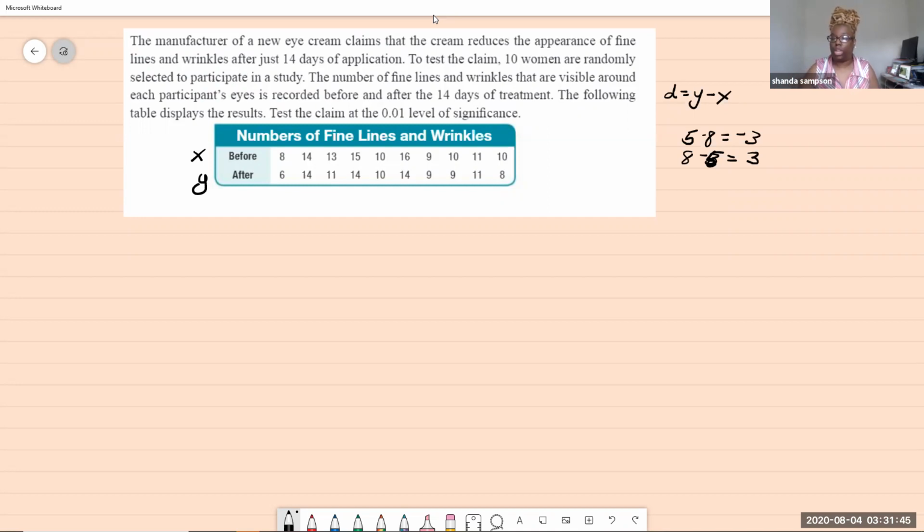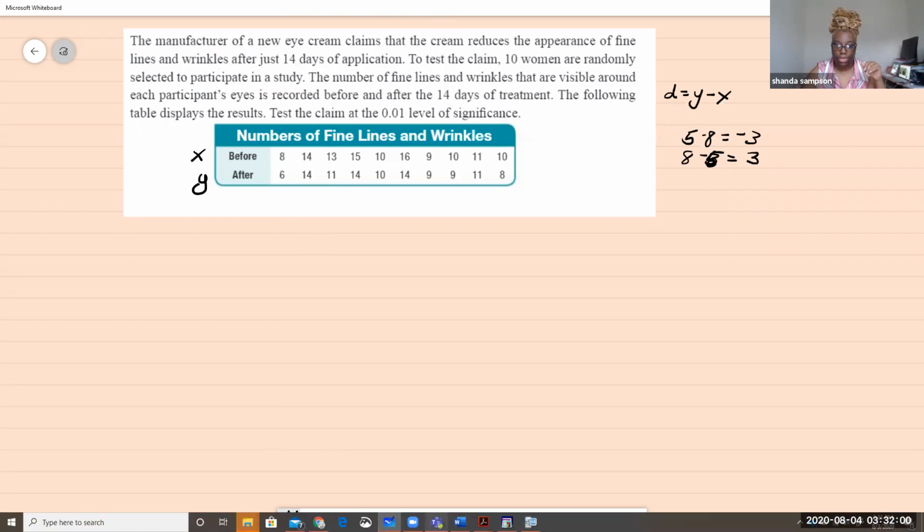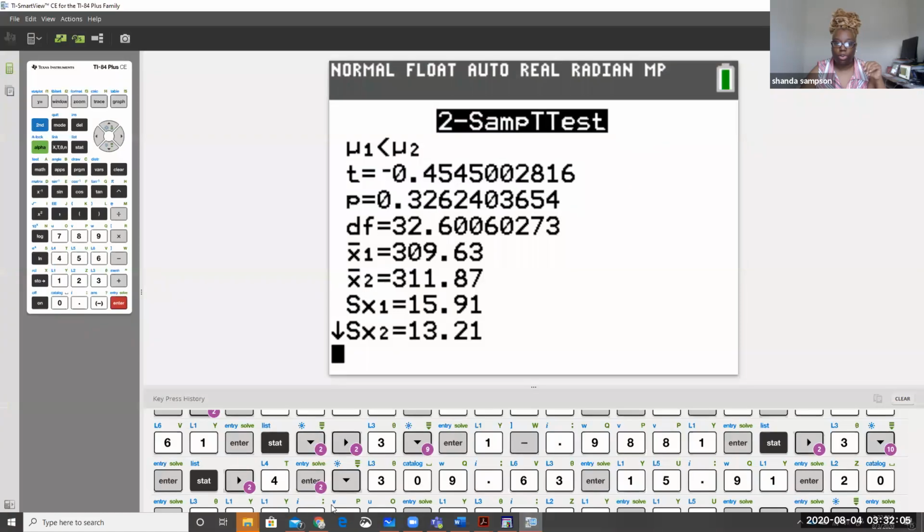If you want to follow along with me, you might need to pause the video so that you can go and put these numbers in. We're going to put the X's in X1 in the first line, and then we're going to put the Y's in the second line. So let's do that now. Let's find my calculator, and we're going to get started on those numbers.